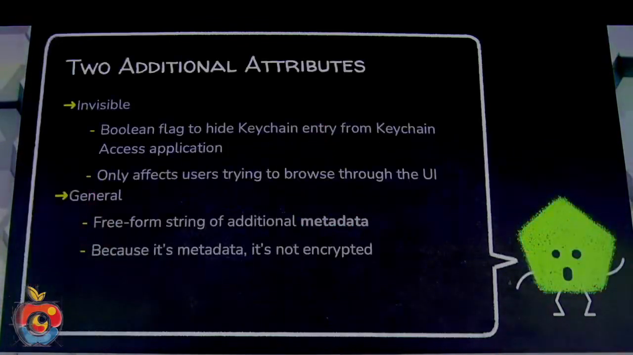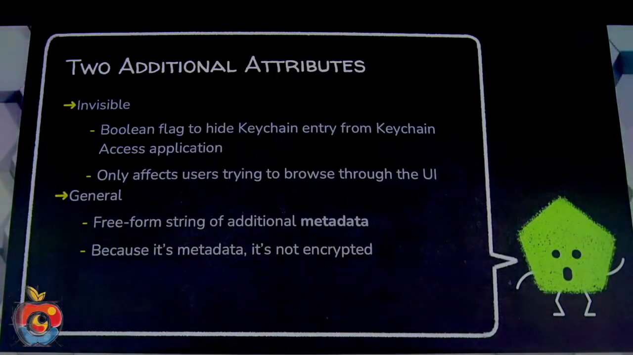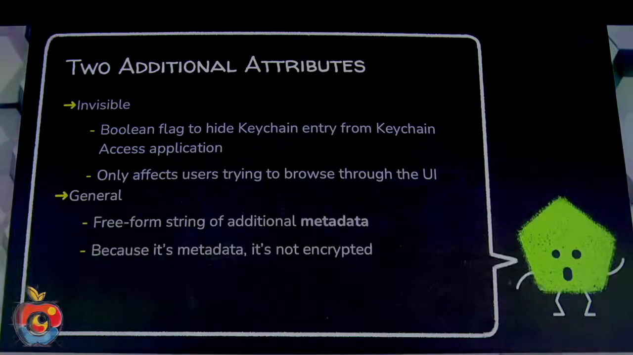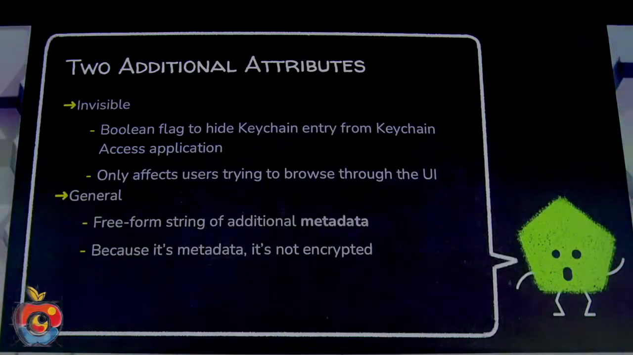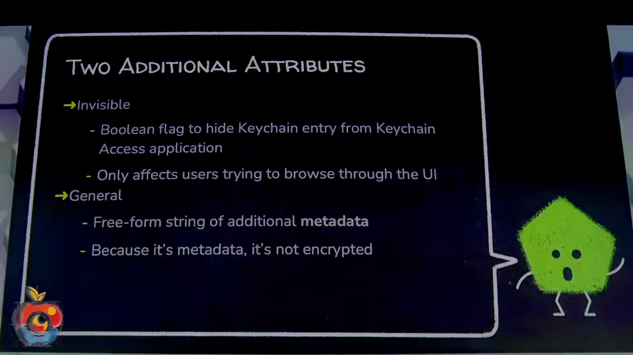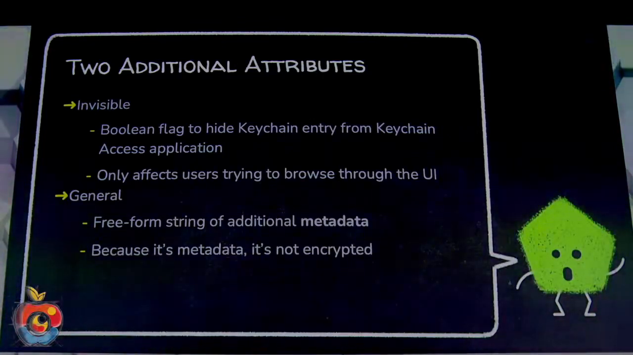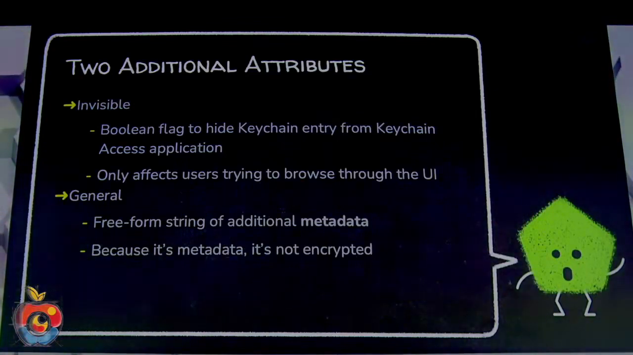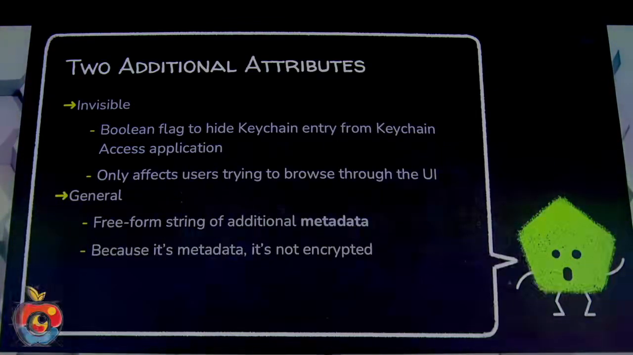So there are 2 additional attributes here that I didn't really talk about yet. One is called invisible. You can set an attribute on a keychain item that says, store this in here, but also don't show it in the Keychain Access app. Don't show it to users, okay? There's also a general attribute that is just whatever you want to put in there, free-form text, store things. There's not a lot of applications that use this, but for whatever reason, Microsoft uses it a bunch. But the key thing to note here is this is metadata. This is not the thing that's encrypted, so anything you store in here, everybody can read.